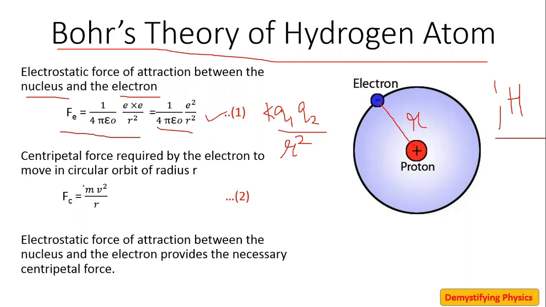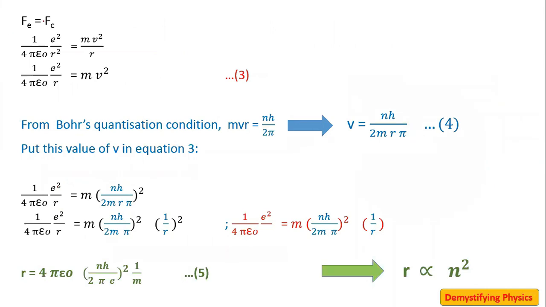Now this electron is moving in circular orbit of radius r, so there is centripetal force acting on it. Centripetal force is given by mv square by r, where v is the velocity of the electron and r is the radius of the orbit. Now this force of attraction is providing the necessary centripetal force to the electron. So we equate Fe and Fc. Equating Fe and Fc, we get the value of mv square. Cut r from here and find out the value of mv square. Pause the video and solve the steps.